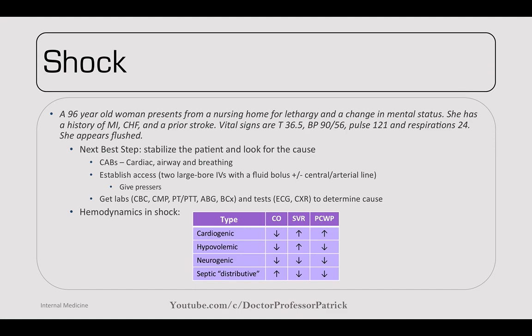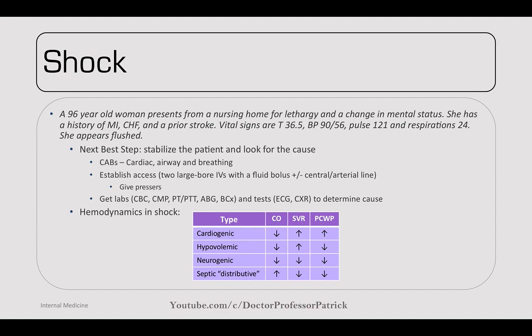So CABs, your circulation, airway, and breathing are first. You want to establish access. So 2 large bore IVs with a fluid bolus, and then you want to think about central lines and arterial lines to give pressor support. Next up, you want to order your labs, usually a CBC, CMP, PTs, ABGs, and blood cultures, and do any tests like ECGs or chest x-rays to determine the cause.